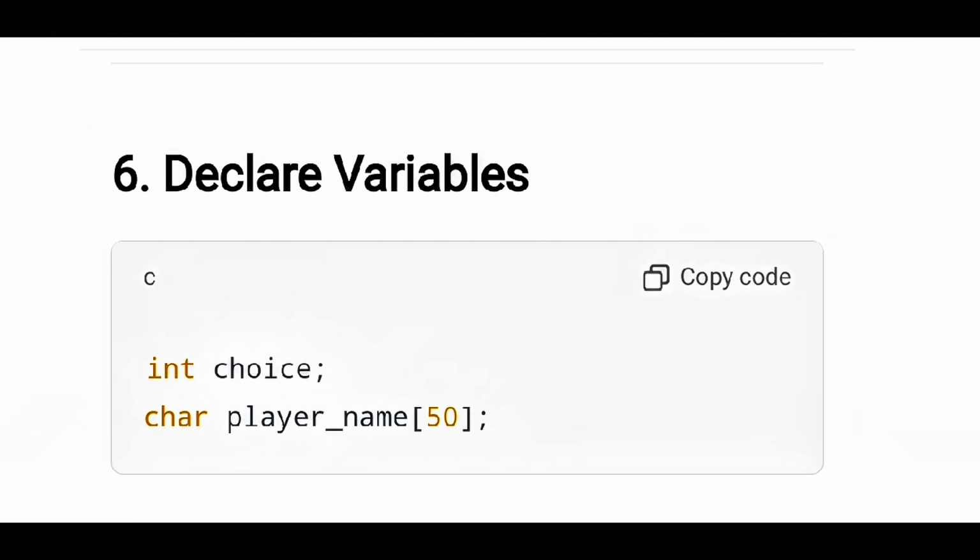Look at this code: choice will store whether the player picks truth (1), dare (2), or quit (0). And the second one is that player_name stores the player's name. That means up to 49 characters plus 1 for the null terminator.